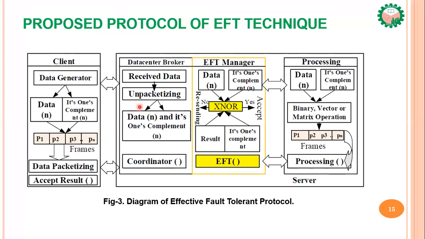The data center broker accepts all frames, unpacketizes them, and synchronizes them to the data center. The effective fault tolerance manager's error detection mechanism helps to detect any error in the data. If an error is found, the data is resent from the client. Then the operation is performed: binary, vector, or matrix operation.